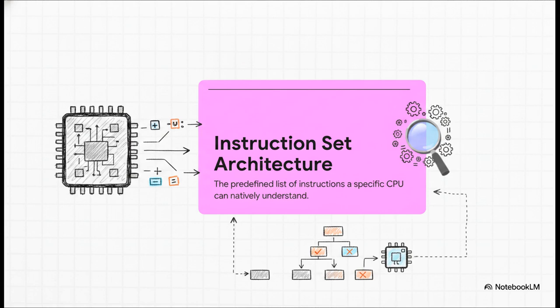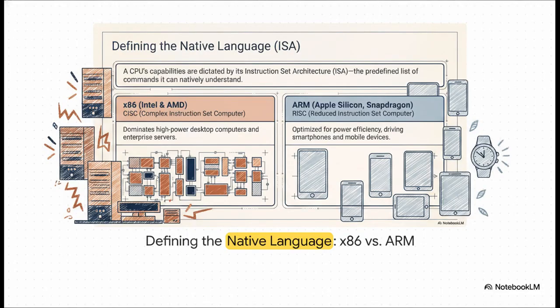So, here's a fun fact. Your CPU doesn't speak English, and it doesn't even inherently understand higher-level programming languages like Python or C++. Its entire worldview is limited by what we call its instruction set architecture, or ISA. You can think of the ISA as the CPU's native dictionary. It's a strictly hardwired list of very basic commands, like add these numbers, or move this data. If an instruction isn't in that exact dictionary, the CPU is completely blind to it. It just won't compute.